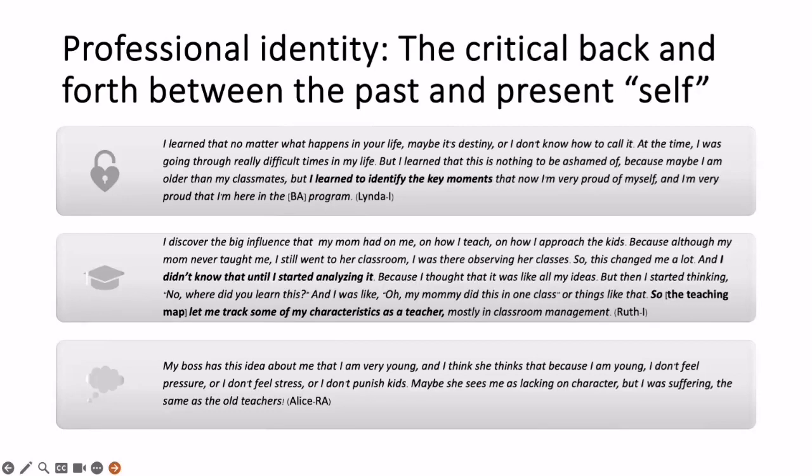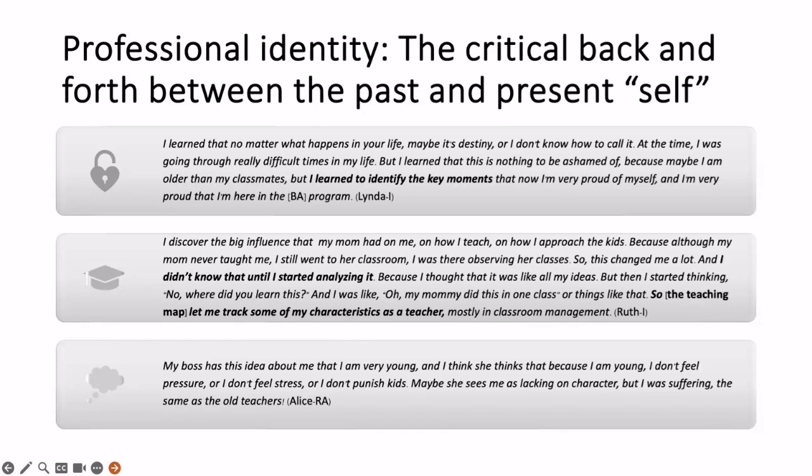The overall response to the teaching map was positive, as participants commented on different stages in their lives and people that they consider influential in their decision to become teachers, as we can see in the first extract by Linda, where she acknowledged that she learned to identify key moments. And as she says, "Now I am very proud of myself, and I am very proud that I am here in the BA."